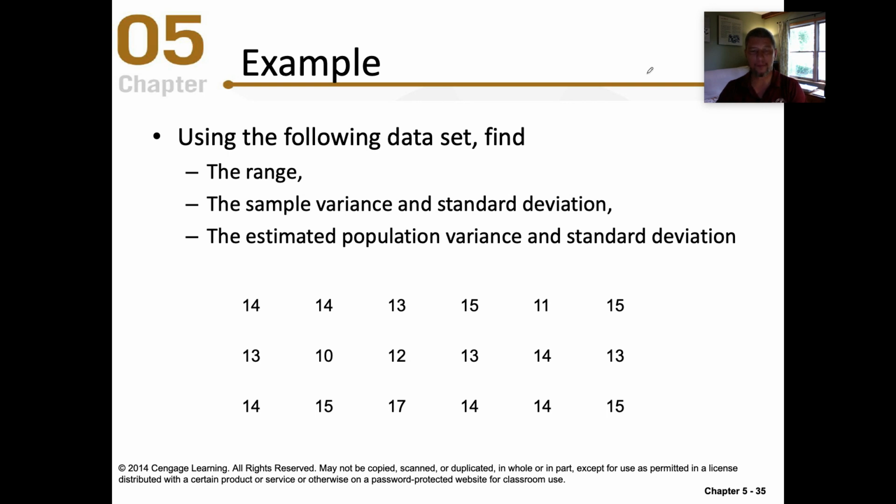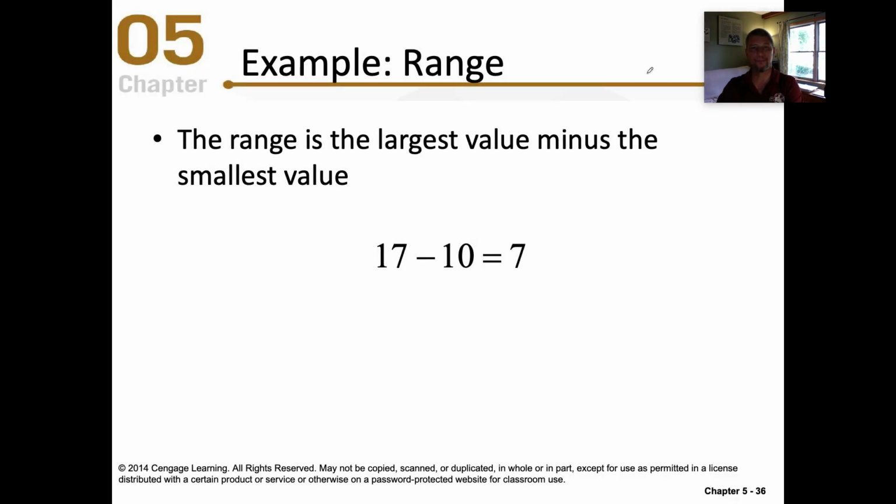If we wish to calculate the range, all we have to do is subtract the lowest value from the highest value. So 17 minus 10 gives us a range of 7 for this particular data set. Looking at the example, the range is the largest value minus the smallest value, so this is simply 17 minus 10 equals 7. And so for the data set that you saw in the previous slide, the range is 7.